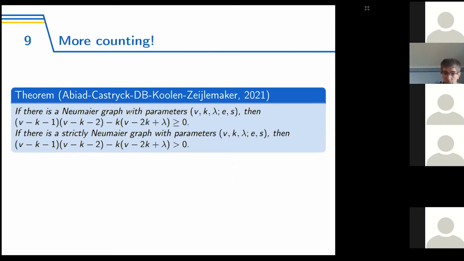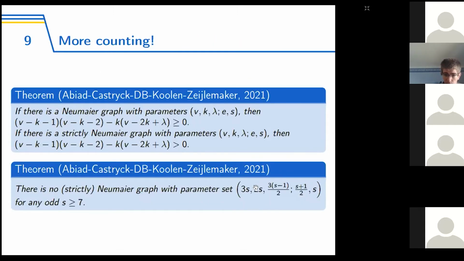so some more feasibility conditions on the parameters. So in case you have a Neumaier graph, then this quadratic expression must be at least 0. In particular, for a strictly Neumaier graph, it must be larger than 0. So remember the previous inequality was a linear inequality. Now we have a quadratic inequality on the parameters. Now, as an immediate follow-up to this, we could also prove a second condition on the parameters.